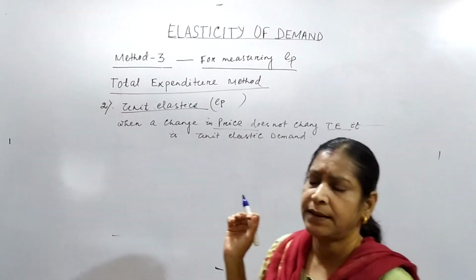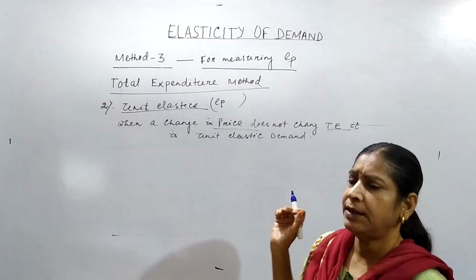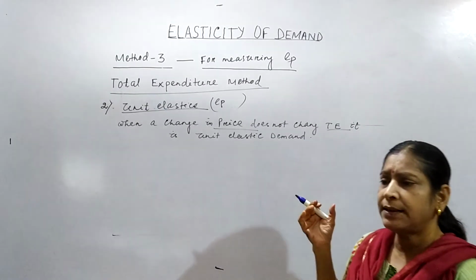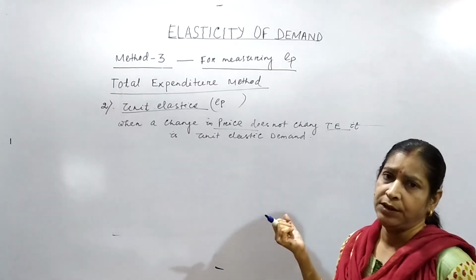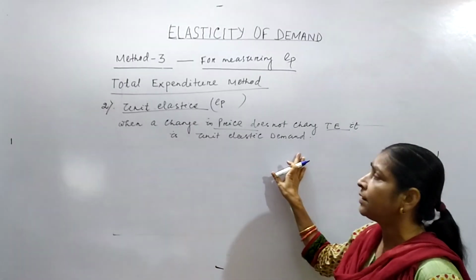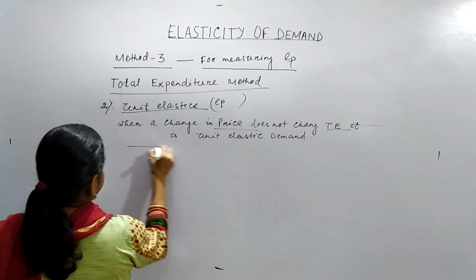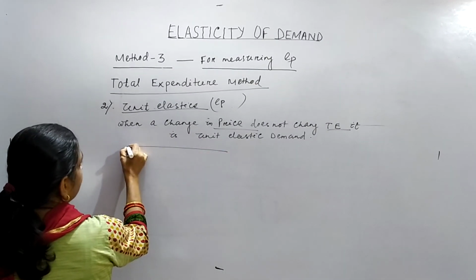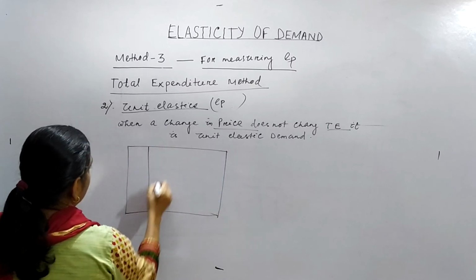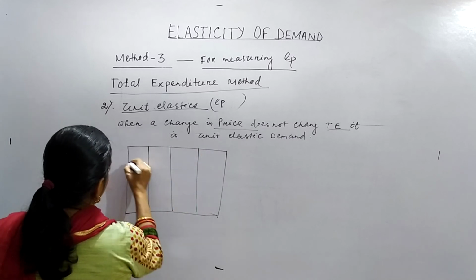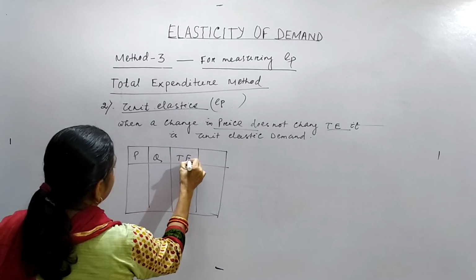There is a change in price. Suppose initial price is 5, total expenditure is 20. Price increases to 10, but total expenditure remains at 20. So here total expenditure doesn't respond to change in price. Now we will draw the table. In this table, you will see price, quantity, total expenditure, EP.